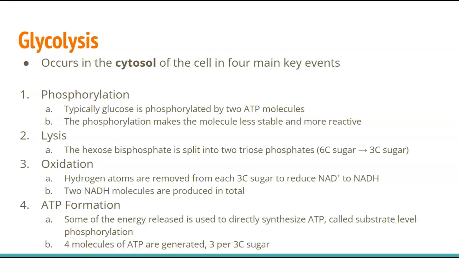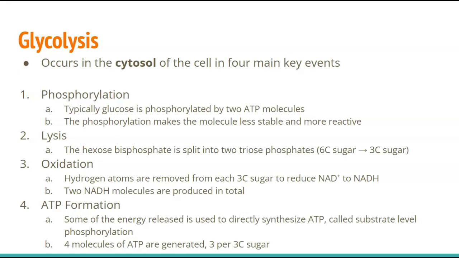Then step 3 is oxidation. So we are removing hydrogen atoms from those 2 3-carbon sugars, and we reduce NAD plus to NADH, right? That's those taxis that we had just talked about. We are just loading up the taxis. With this, because we're removing hydrogen atoms from each of the 3-carbon sugars, we are making 2 NADH molecules total, right? 1 from each of the 3-carbon sugars.